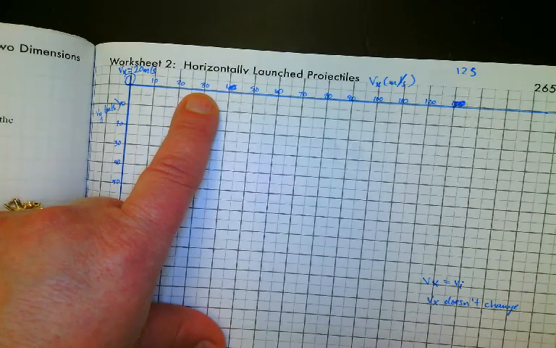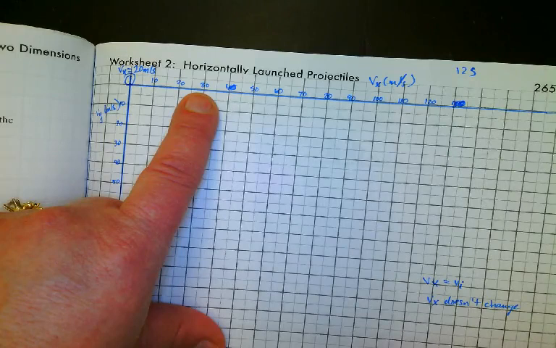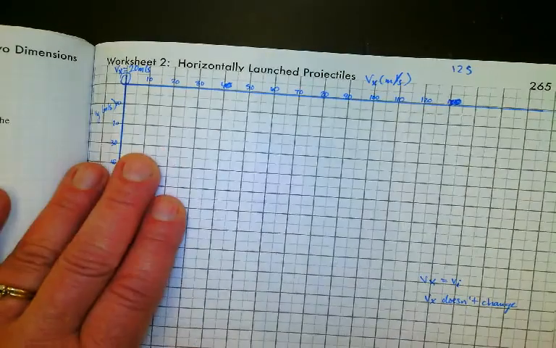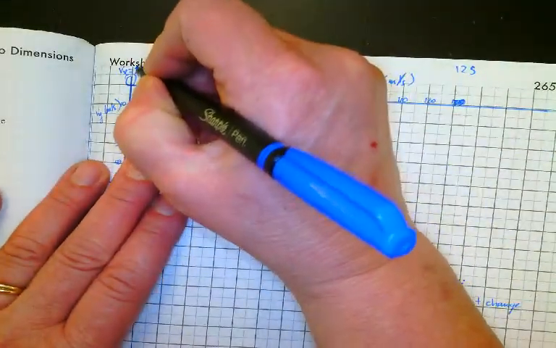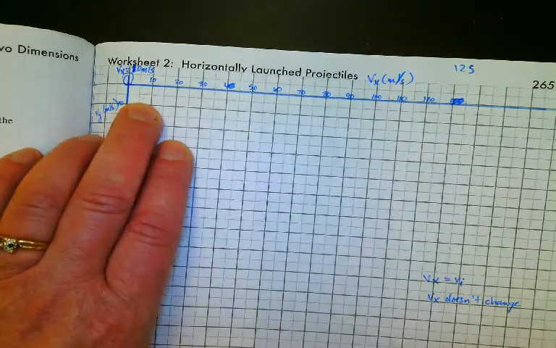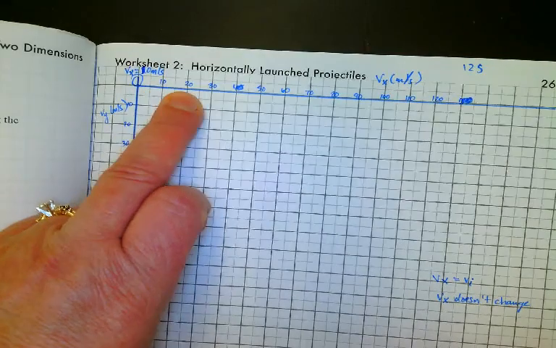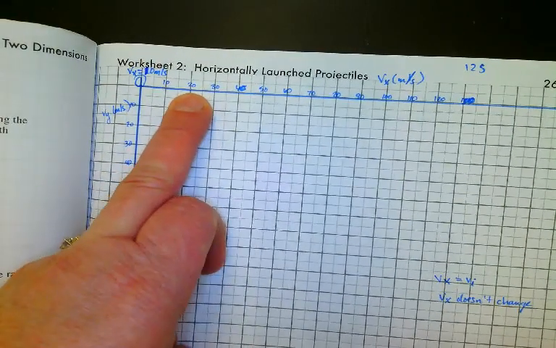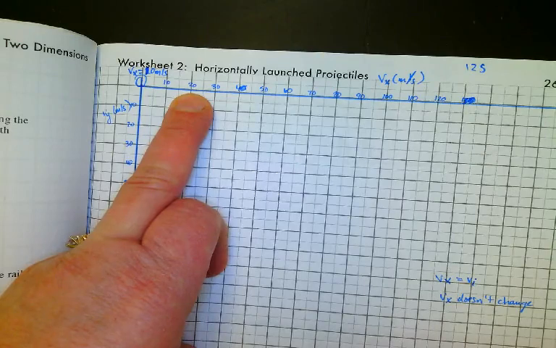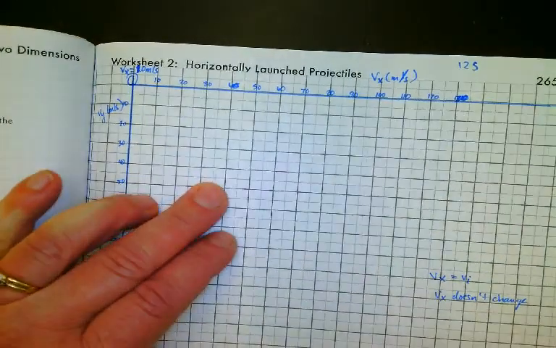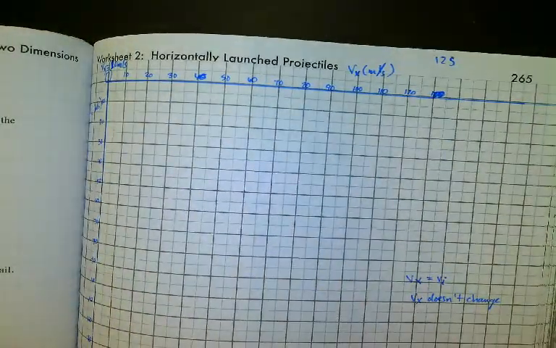Going 20 meters per second. At 10 seconds, would it be 200 meters? How about we make it 10 meters per second? Does that make it easier? Okay, so this is 10 meters per second here, and at this point, what's it going to be if Vx doesn't change? What's the Vx going to be here? The same.